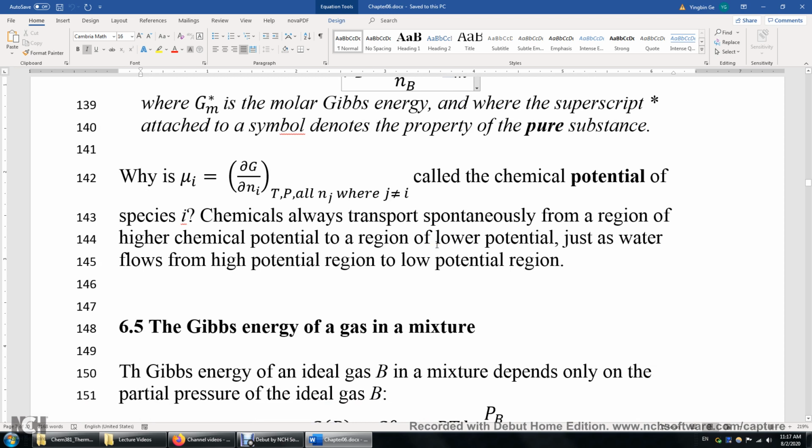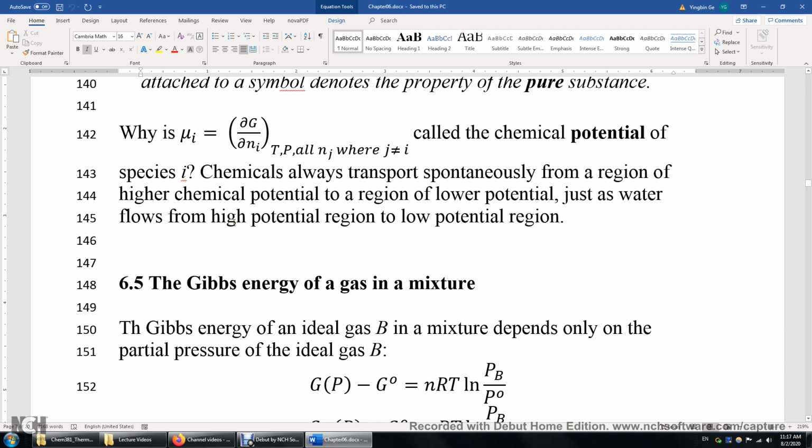Why is this delta G over delta N called the chemical potential? Well, just imagine this. Water flows from a higher potential energy region to a lower potential region, right? So chemicals always transport from a higher chemical potential region to a lower chemical potential region. So that's why it's called chemical potential.